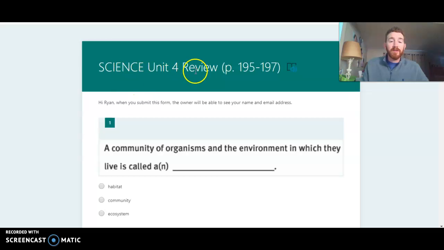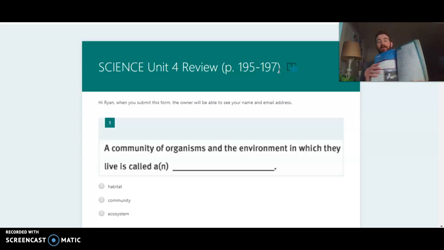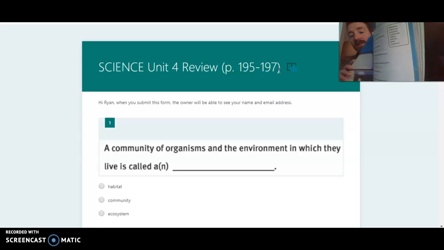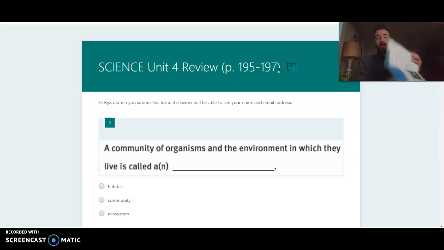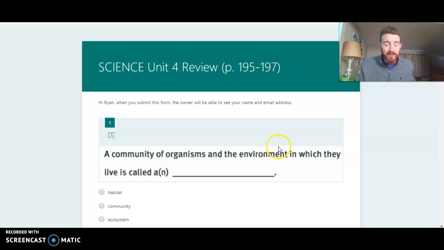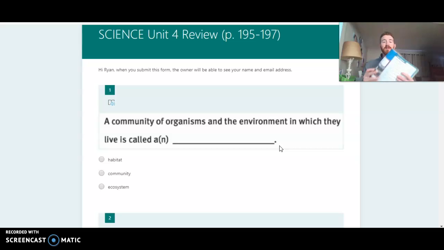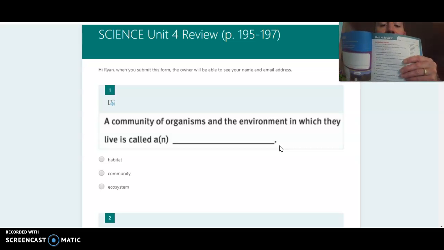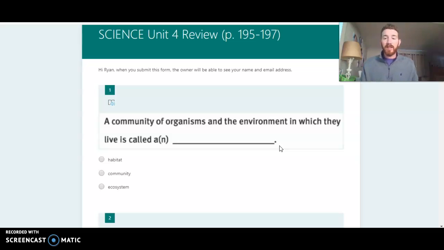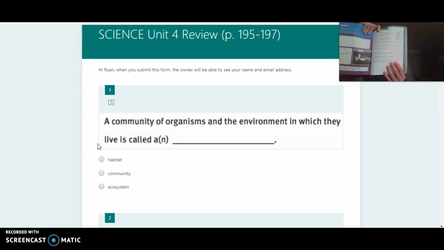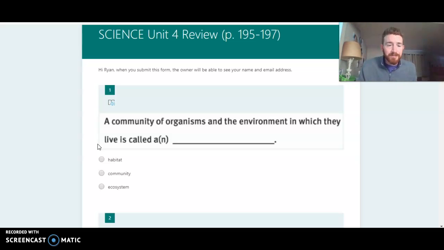When you go to the Science Unit 4 review, page 195 to 197, that is what's already in your book, and it's one of the first things you did for me when we started this whole experience. So what you're going to do is take the work you've done in your book and put it into these forms. You'll notice number 1 on the Unit 4 review says a community of organisms and the environment in which they live is called a blank. You might know that, but you've already done this work, so you just need to take the items you've completed in this Unit 4 review and put them into the forms by clicking the correct answers here, okay?